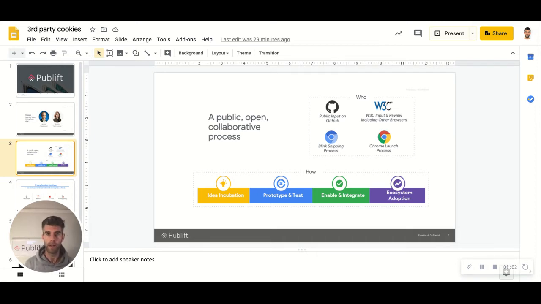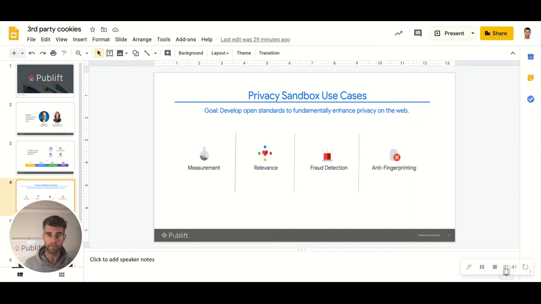I'm just going to talk to you about the Privacy Sandbox. Privacy Sandbox is an open source collaborative area where developers and anyone with ideas on how to transform a legacy technology, third-party cookies, into new technology can go in and produce a load of different ideas, prototype, enable, integrate, and adopt to the wider market. Where they're at the moment is they've got a lot of ideas and they're now prototyping some of that. That's pretty impressive from a January start.